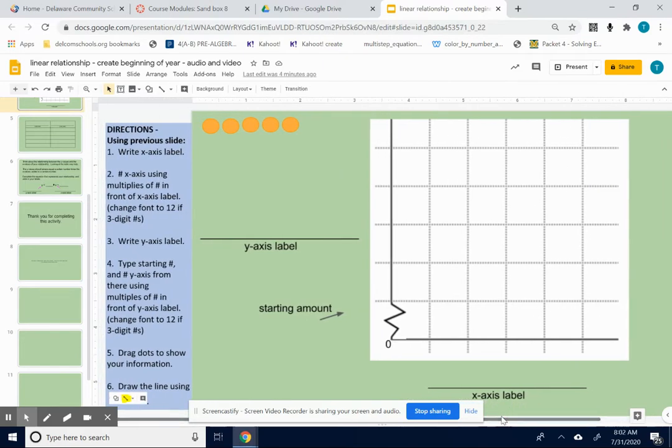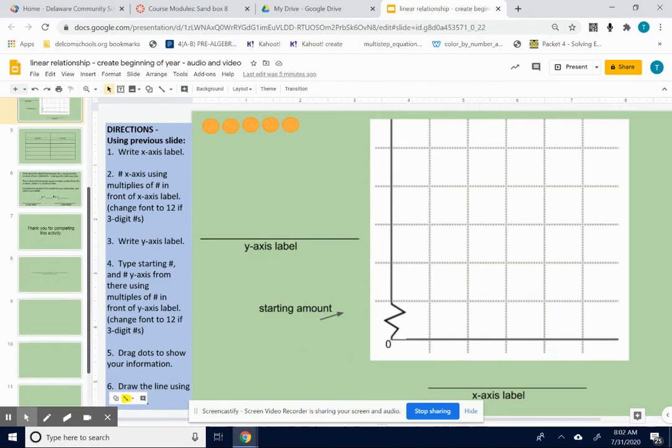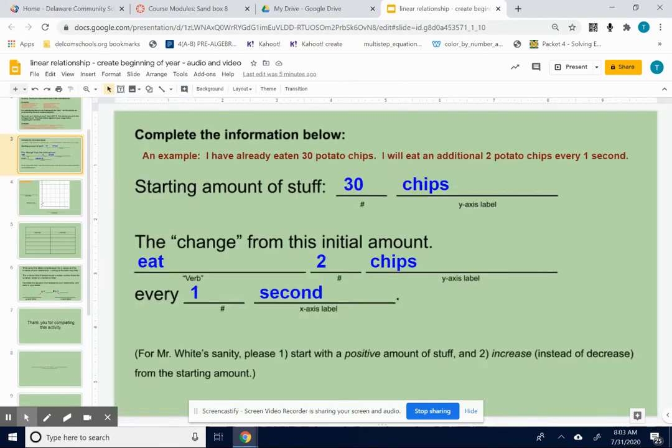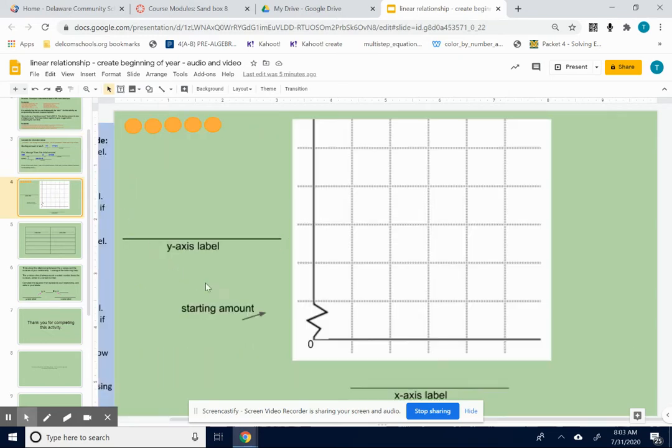So I have the directions, and as we go through those directions, let's look at my example. Maybe it'll make more sense to think about the directions with an example. Okay, so step one, write the x-axis label. On your statement, my x-axis label is the very last word. See where underneath that last word that you typed, it says x-axis label, so seconds. So I'm going to type seconds where it says x-axis label.